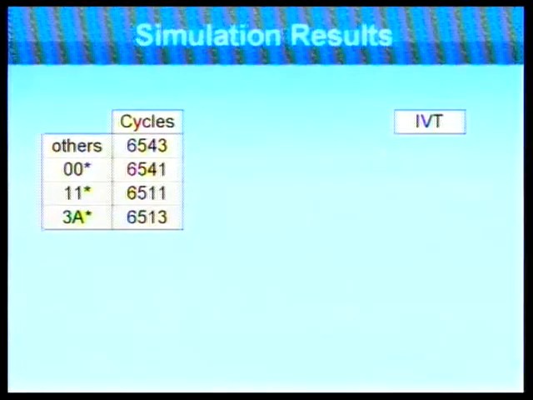So in this case, 3 choices of bytes ran faster than the others. 01, 02, 03, all of the bytes which don't exist in our password take 6,543 clock cycles. 00, 11, 3A, they all take less than that. And if we divide the difference in clock cycles by 2, then we see that there will be 1 instance of 00, 16 instances of 11 hex, and 15 instances of 3A. And sure enough, this is our password.